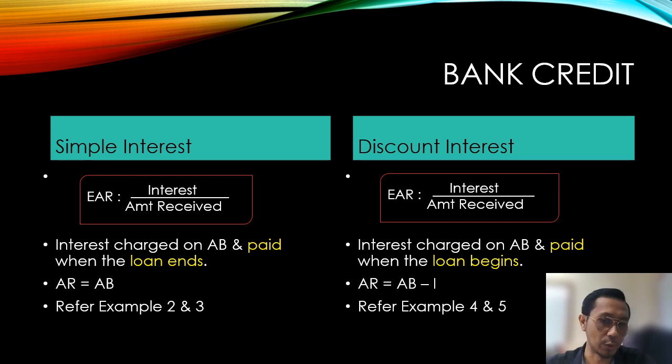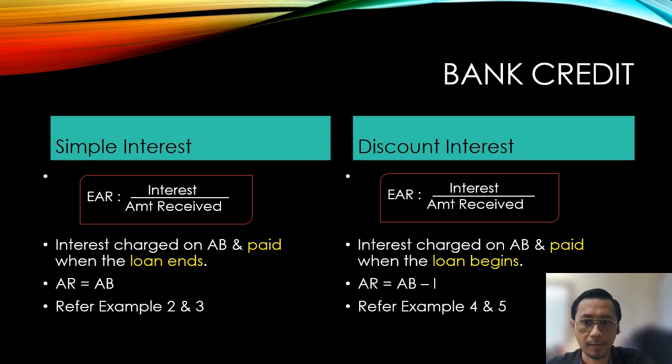In a simple interest loan, interest is charged based on the amount borrowed, or AB, and is paid when the loan ends. Whereas, in a discount interest loan, interest is charged on AB but is paid when the loan begins. This interest is deducted at the beginning, which results in the borrower receiving less than the face value of the loan. Hence, discount interest will increase the effective cost of the loan.